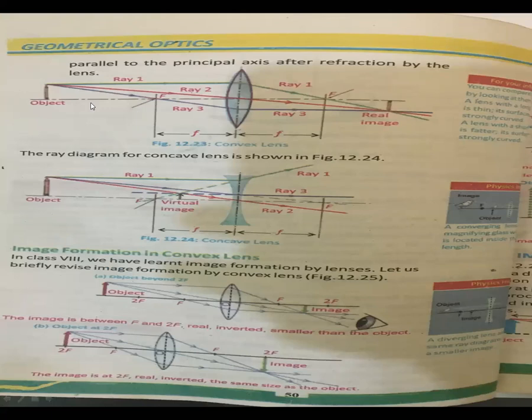I am going to take three rays of light: ray 1, ray 2, and ray 3. There is an object placed in front of the convex lens. Ray 1 is parallel to the principal axis. In my earlier lecture, I told you what the principal axis is, and I gave you the basic terms used in lenses: focus, focal length, principal axis.